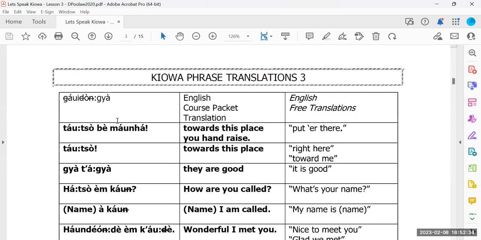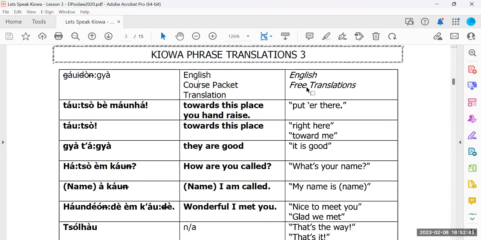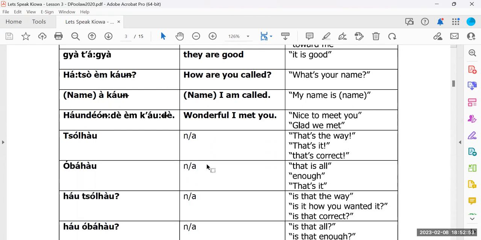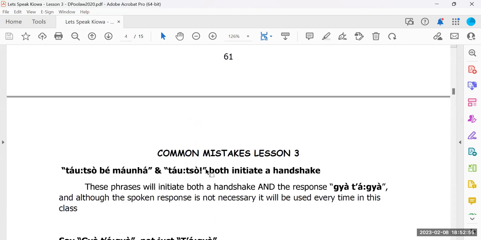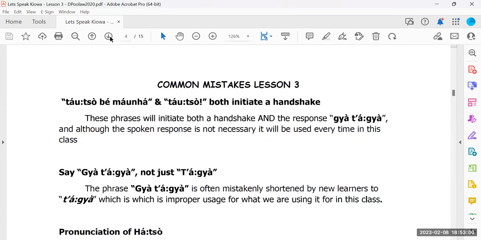We talked about this the past couple weeks. The Kiowa is on this side. And then in the middle, you'll have the literal translation into English. And then on the third column, you'll see the free translation, which is roughly what it means in English. And then the next couple pages are common mistakes. So again, that's sometimes helpful.